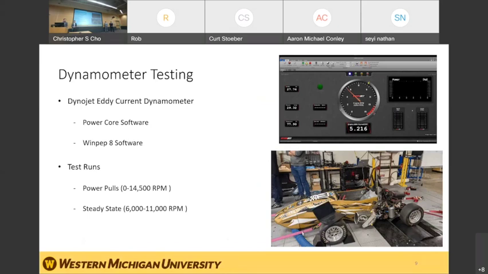Some various things we did on the dynamometer. We did some power pulls from 0 to 14,500 RPM, as well as some steady state analysis using the dyno's load control feature. This was done at about 6,000, 9,000, and 11,000 RPM steady state.